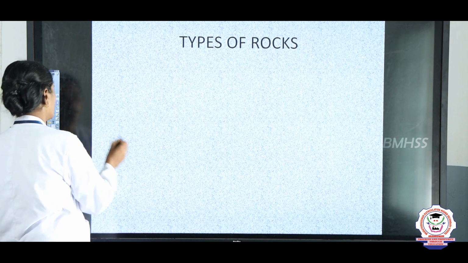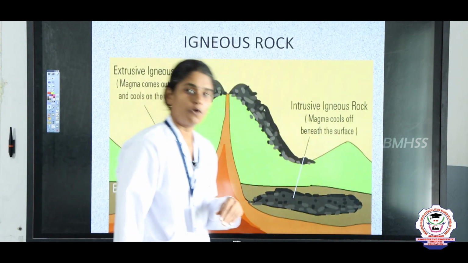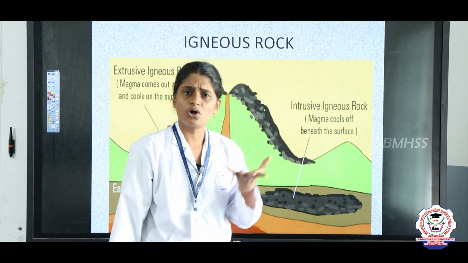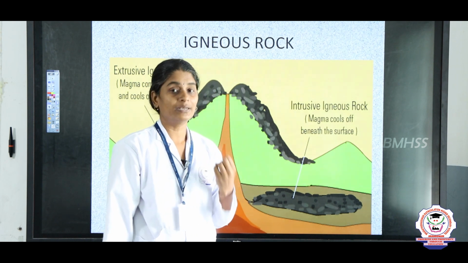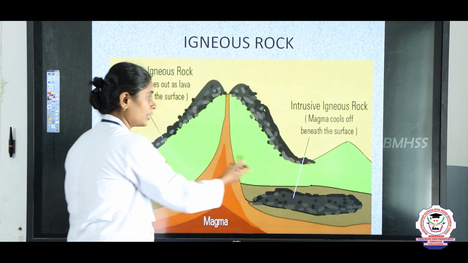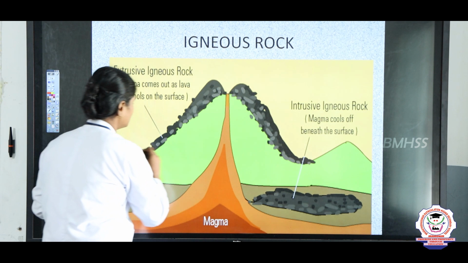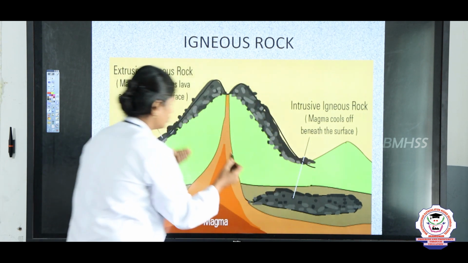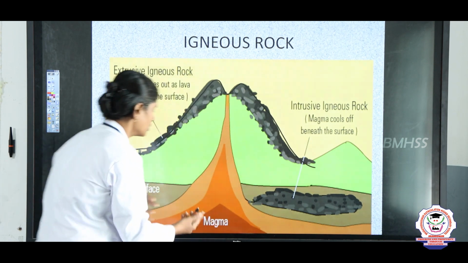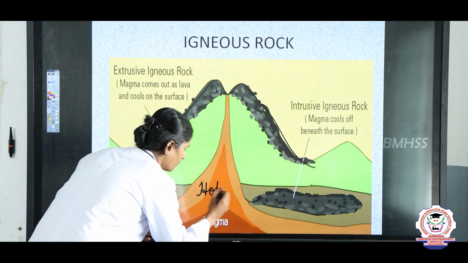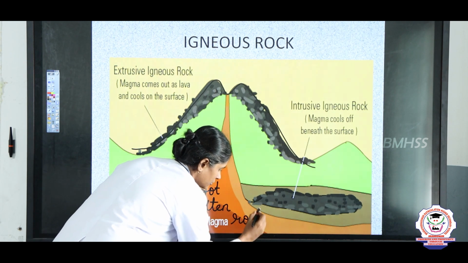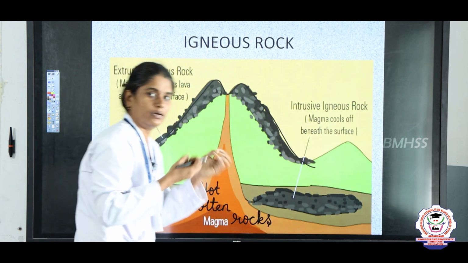Let's see. Igneous rocks are formed by the cooling and hardening of hot molten rocks. What are hot molten rocks? Hot molten rocks are nothing but neruppu kolambu, right. You can see a volcano here. In the volcano, under the earth's surface, you can see the neruppu kolambu, the hot molten rocks. It will be like a fiery liquid, right?